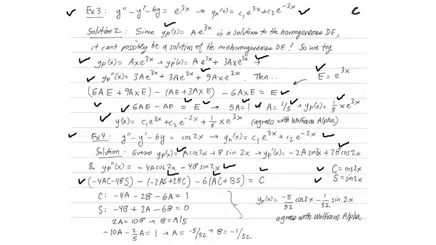At that point, we have two equations and two unknowns, which we get by matching the coefficients of C and S on the left side and right side. So the coefficient of C, the cosine terms on the left side, is minus 4a minus 2b minus 6a, and the coefficient of C on the right hand side is 1.